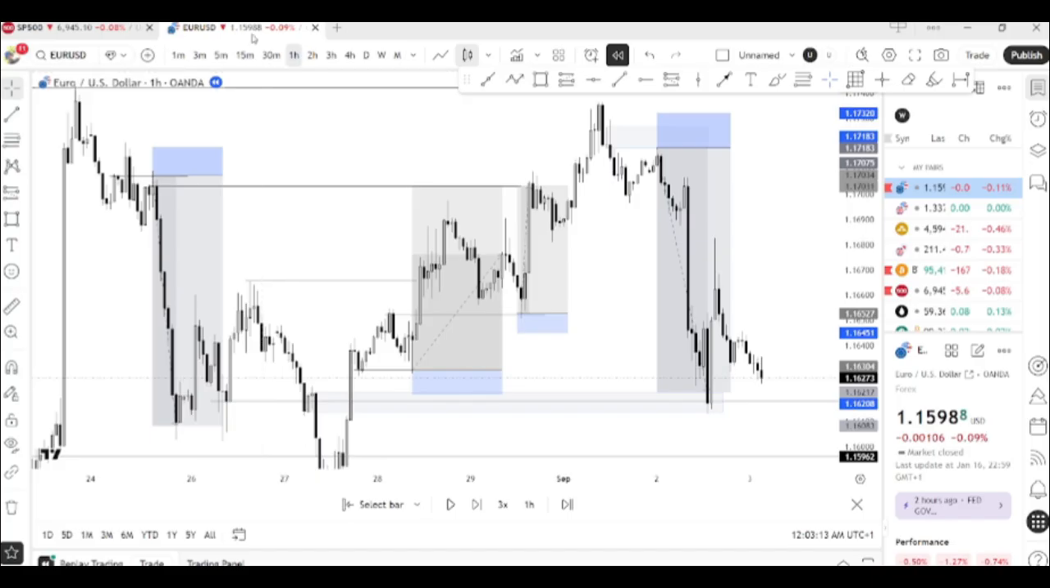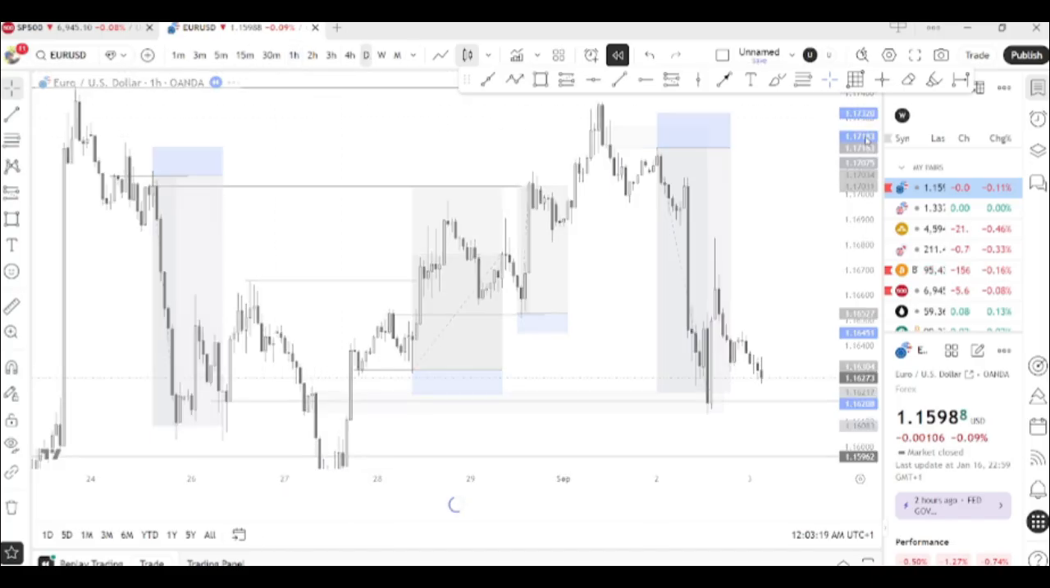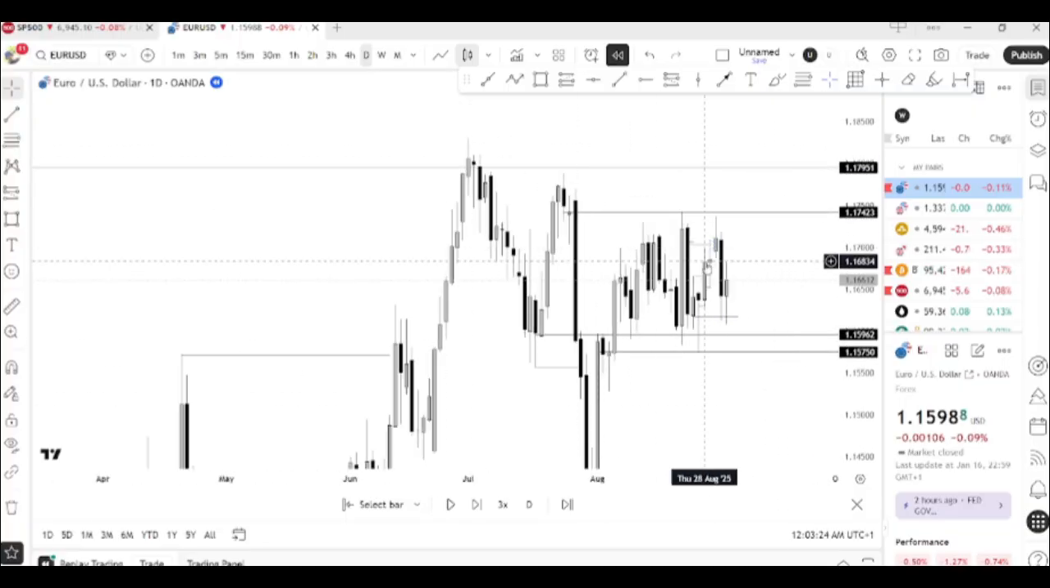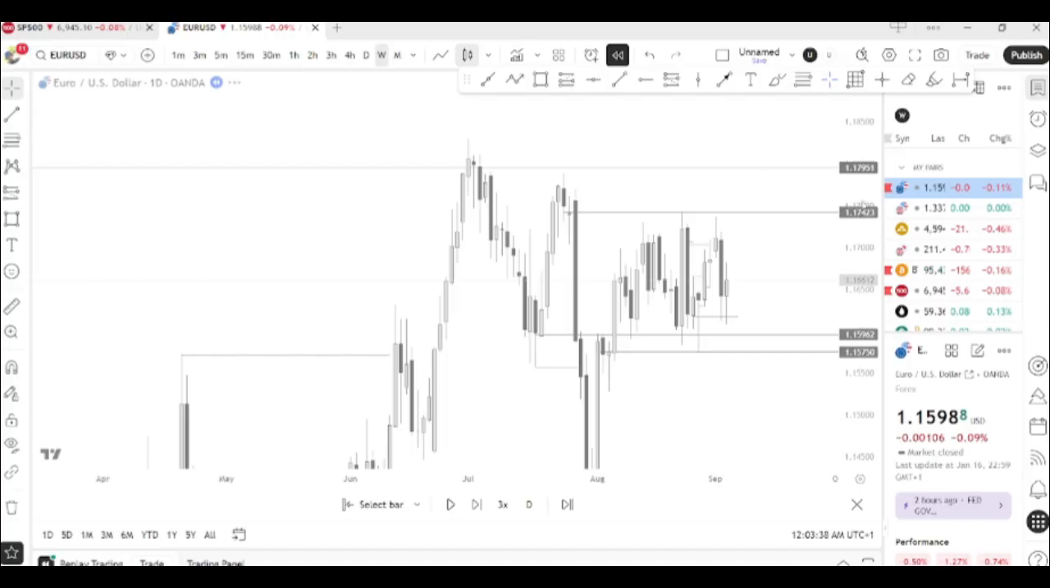So let's get started with Euro USD. Let's go to the daily time frame first. This particular price action you're seeing is September last year, 2025. So 3rd of September 2025. We start from the weekly time frame. You guys know how I make my analysis.